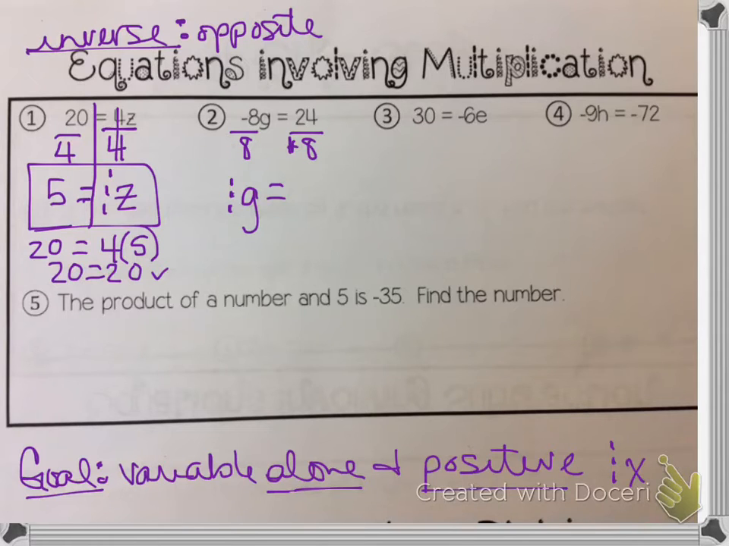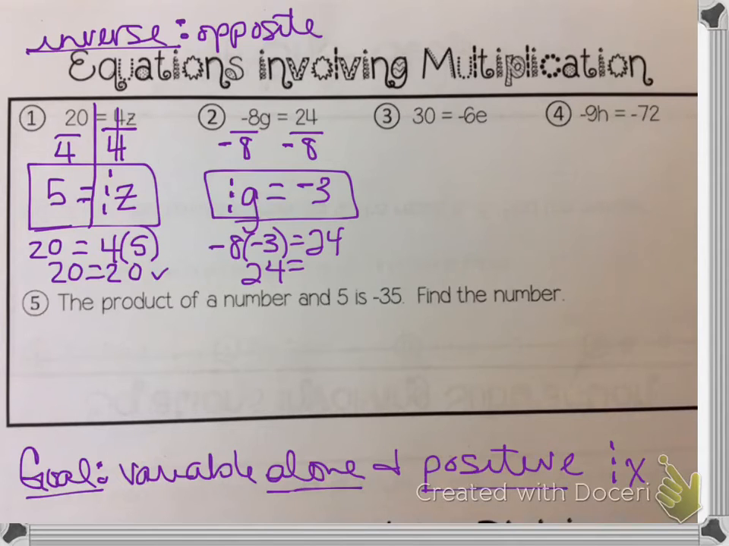So we're going to make sure that that is going to be a negative 8. Because when we do inverse, that's just operation, not signs. So 24 divided by negative 8, I said it backwards, I apologize, is a negative 3. And again, when we plug that in, a negative 8 times a negative 3, negative times a negative is a positive 24, which is what we wanted.